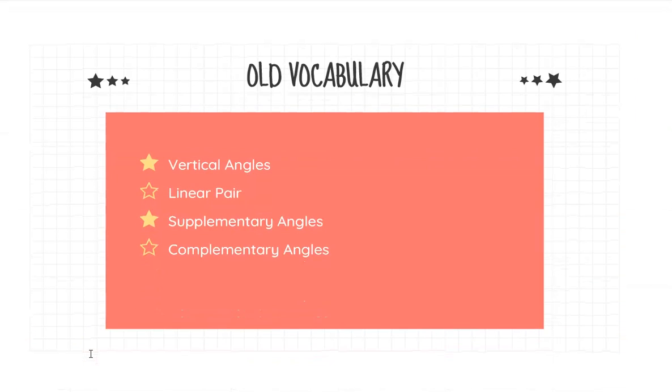All right, so first let's quickly review some of the old vocabulary that we already learned. So remember, vertical angles are two angles that we get when we have two lines that cross or intersect. Vertical angles are going to be angles that are opposite of each other. And we also know that vertical angles are always congruent.